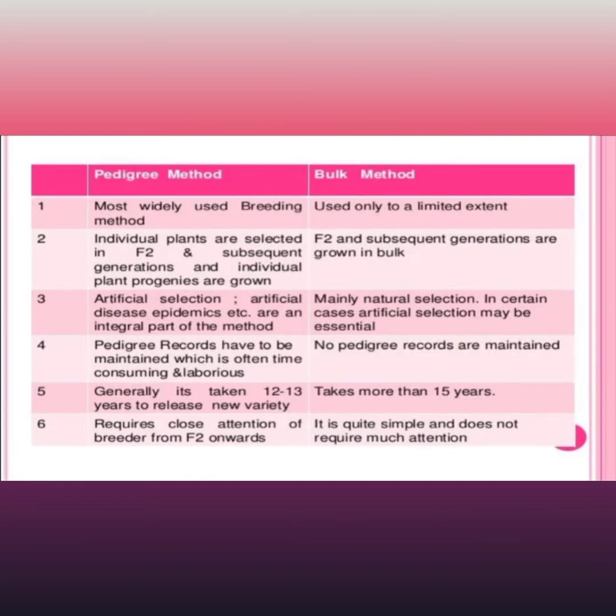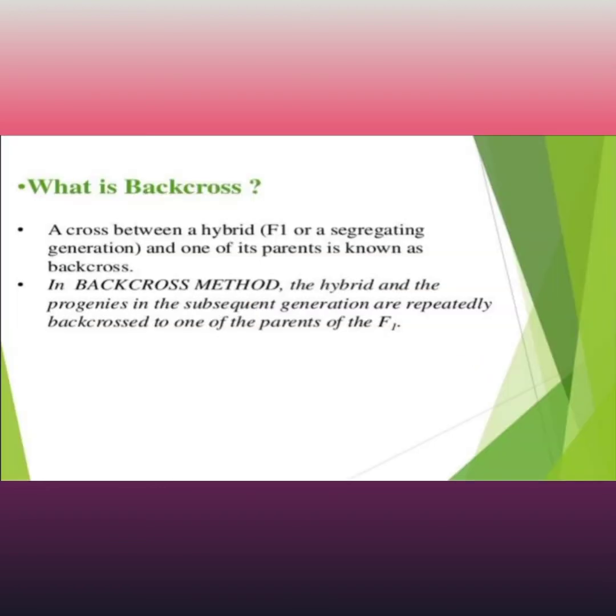The differences between the pedigree method and the bulk method can be asked in an exam. Then next is the backcross method. The cross made between the F1 hybrid and any one parent is known as the backcross method. The cross is made between the F1 individual and any one of the parents.